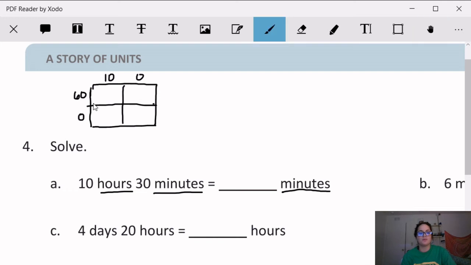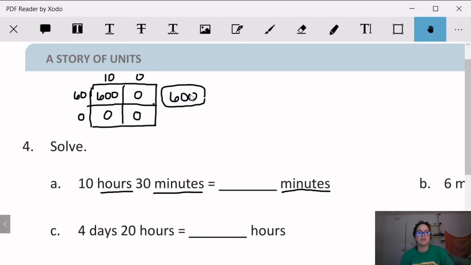Remember, the area model is what we have taught you guys on how to solve a 2-digit times 2-digit multiplication problem. So we've got 60 times 10, which is 600. I've got 60 times 0, which is 0, 10 times 0, which is 0, and then 0 times 0, which is 0. So all together, my 60 times 10 is 600.